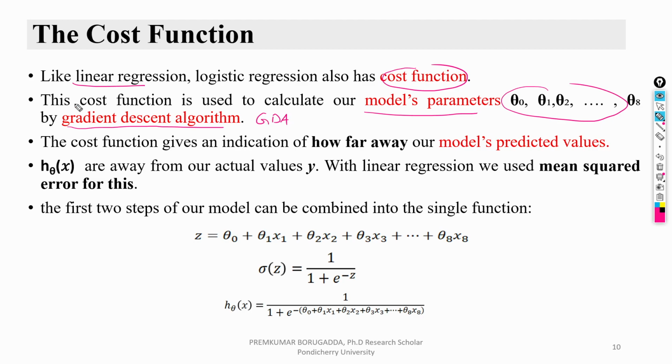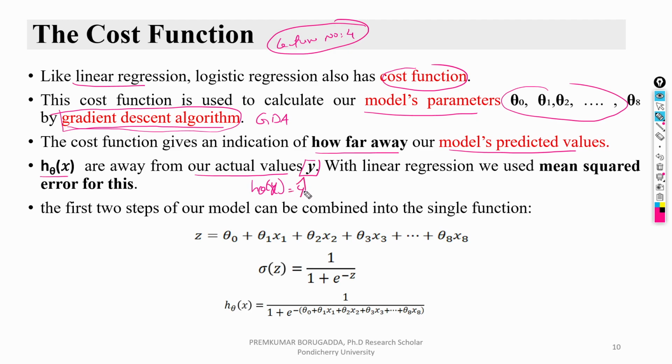How the gradient descent algorithm works, I clearly explained in lecture number 4. Please go and watch it: how the gradient descent algorithm works and how to find the global minima. The cost function gives an indication of how far away our model predicted values, which here is h theta of x, are from our actual values. So y is our actual value and the model prediction is h theta of x, which we can call y pred. With linear regression we use the mean square error for this.